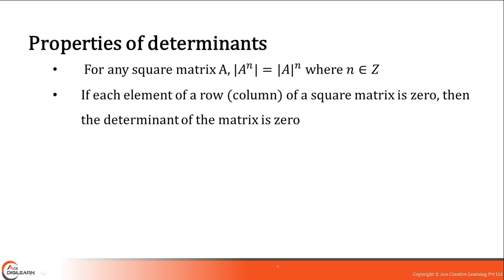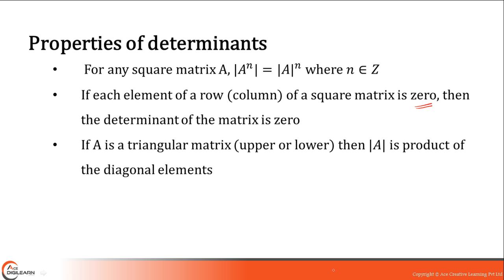If each element of a row or a column of a square matrix is 0, then its determinant is equal to 0. If A is a triangular matrix, can be upper or lower, then its determinant is the product of the diagonal elements.